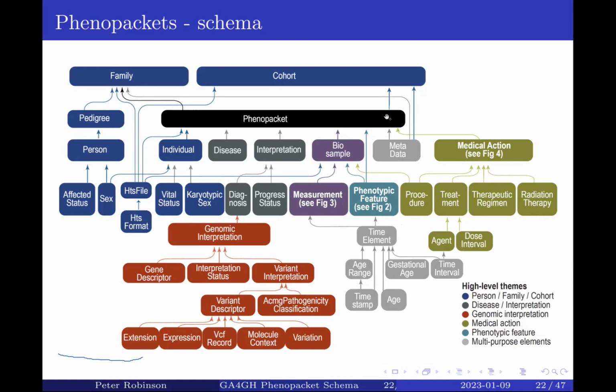But essentially, a phenopacket represents data about one patient over time. The patient can have one or more disease diagnoses. The patient can have phenotypic features. These are HPO terms with context, as I'll show you. The patients can have measurements. These are quantitative measurements, such as a platelet count. There can be medical actions, treatments, procedures, and there's an interpretation element that uses another GA4GH standard called VRS.